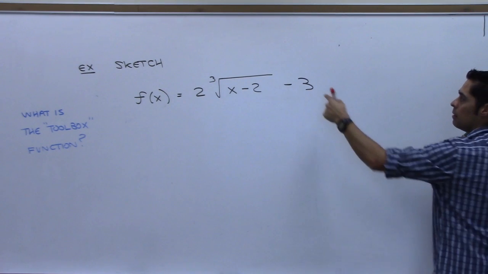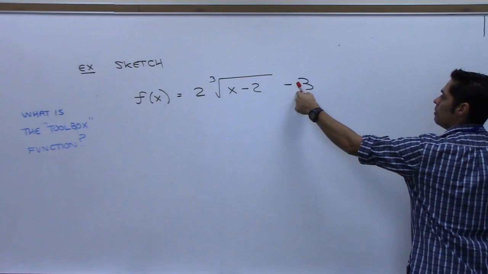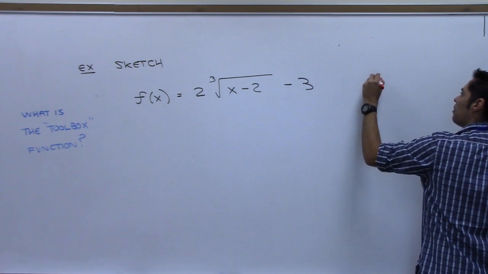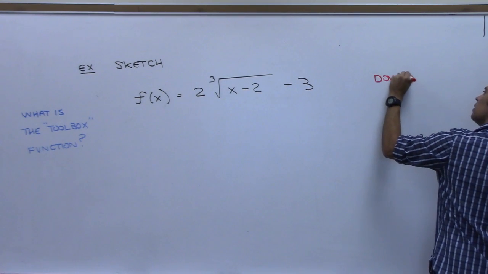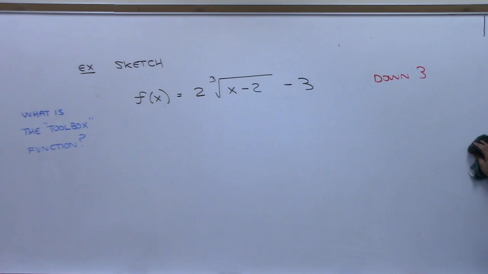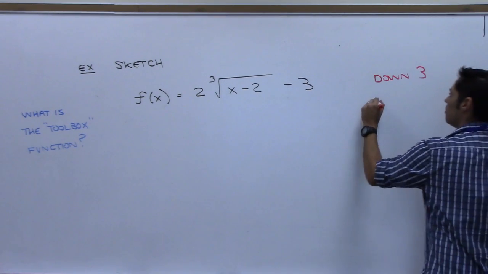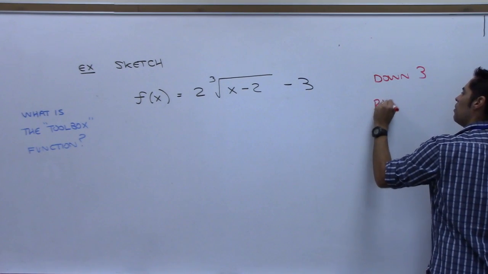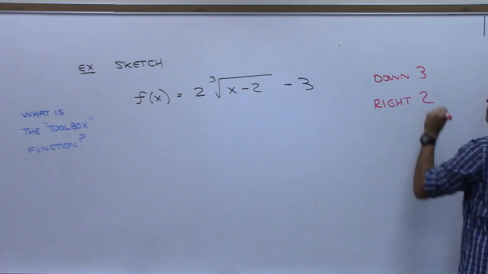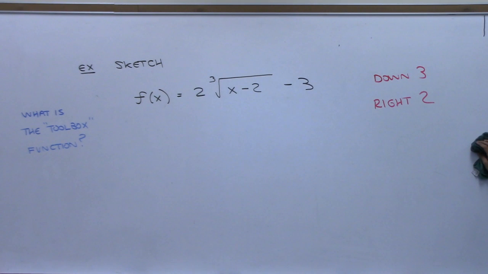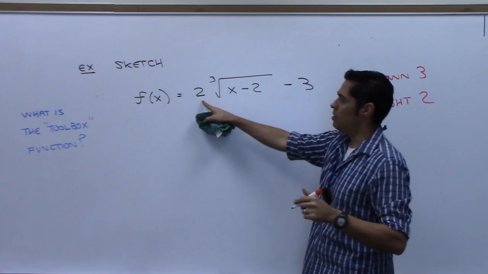You had -3, taking it down, it shifts down 3. Okay, down 3. Anybody oppose this? Down 3? Everyone's on board? With the -2 that's inside the cube root, that would mean you would move to the right 2. Right 2? Anyone disagree with that? Okay, you want to give me the next one? Go ahead. It's going to multiply all of the outputs by 2. Okay, 2 out in the front.